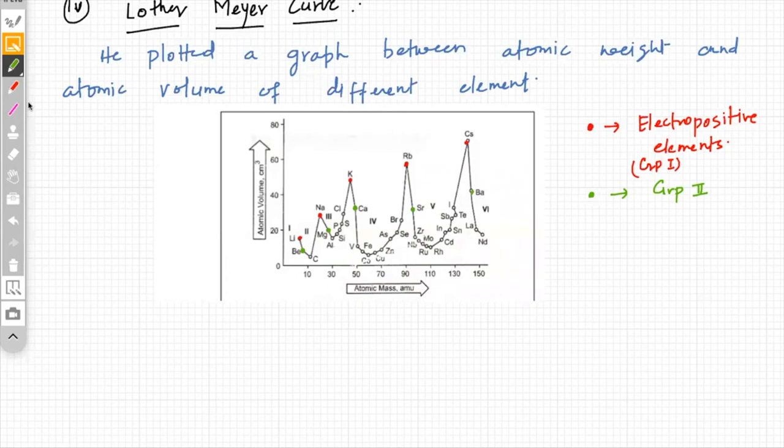Metalloids and the transition metals occupy the bottom part of the curve. You see the metalloids and transition elements on the bottom part. Vanadium, cobalt, copper, zinc, this side you see. More electronegative elements, like halogens, fluorine, chlorine, bromine, iodine, occupy the ascending position of the curve. Here we have chlorine, bromine, iodine. Somewhere here we have fluorine, right? So on the ascending position of the curve, there are halogen atoms.